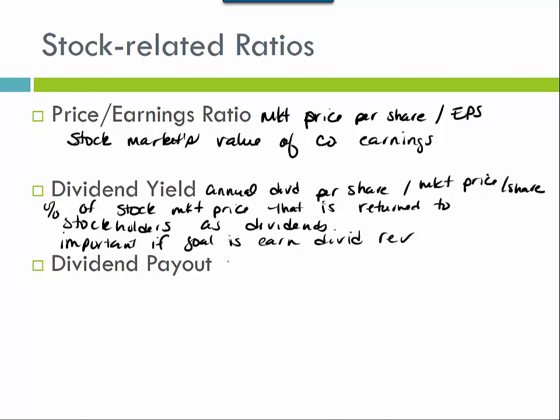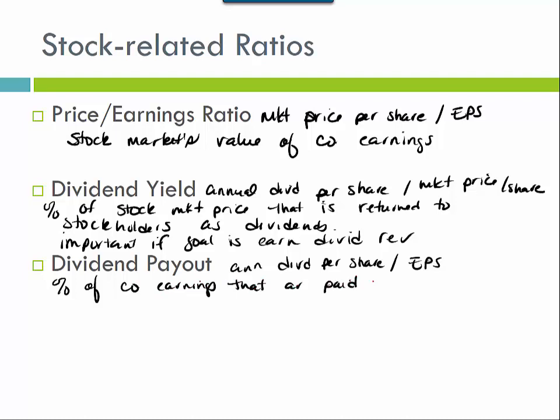Along those same lines, the dividend payout is the annual dividend per share divided by the earnings per share. And this tells you the percent of the company's earnings that are paid to common stockholders as dividends. So again, preferred stockholders might be more interested in the dividend yield, whereas common stockholders may be interested more in that dividend payout.